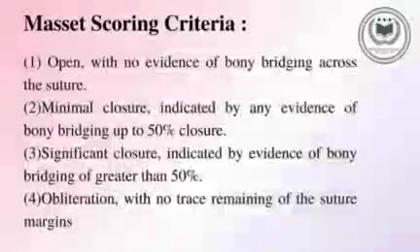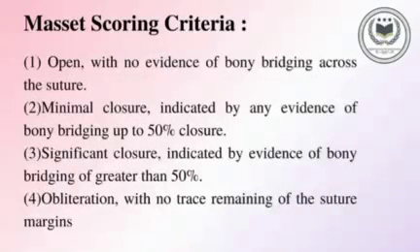Meindl and Lovejoy scoring criteria. 1, open with no evidence of bony bridging across the suture. 2, minimal closure indicated by any evidence of bony bridging up to 50% closure. 3, significant closure indicated by evidence of bony bridging of greater than 50%. 4, obliteration with no trace remaining of the suture margins.